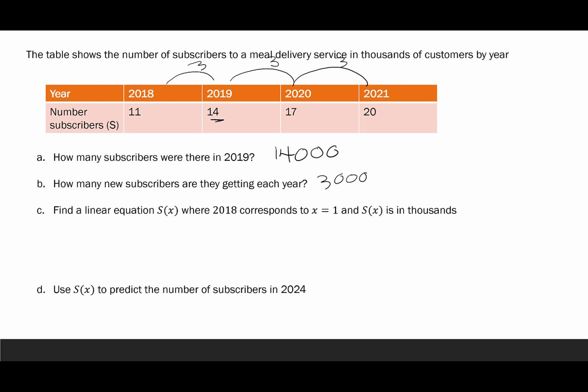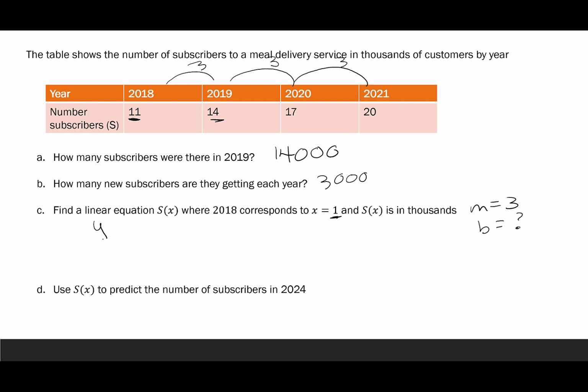So we're going to find a linear equation s of x, where 2018 will be our x equals 1, and s of x will be in thousands. So this is a little tricky, but I did it this way because I see problems written this way, and I want to make sure you get it right. So what we need to know are two things, right? We need to know the slope, which we said is 3. Don't write the zeros there. And we need to know the b, which is the beginning time. Now, what you're not going to do is use 11 as b, because that corresponds to x equals 1. But what we could do is use that to help us find the b.